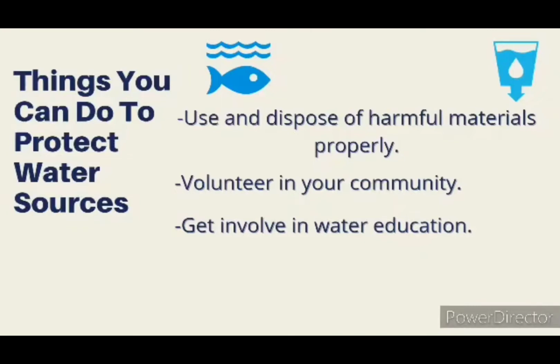And lastly, get involved in water education. Water education has multiple connotations. It traditionally refers to formal and non-formal education programs that build awareness and knowledge of a wide variety of water topics. And that's it. I hope you learned something and start saving water.